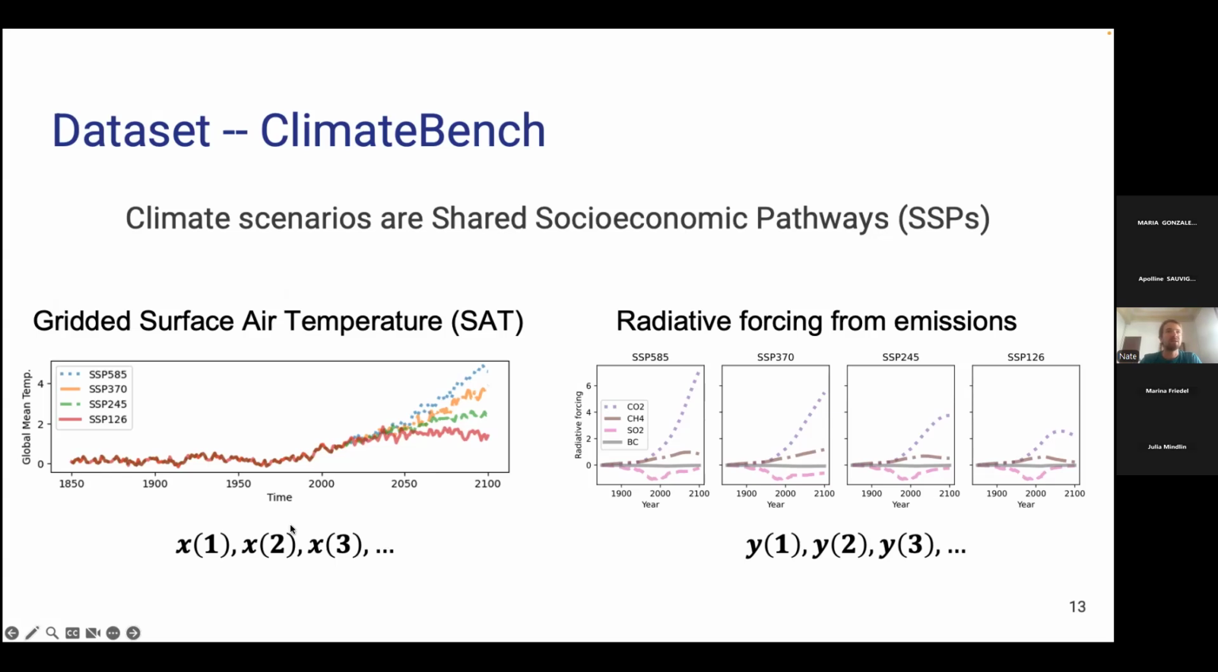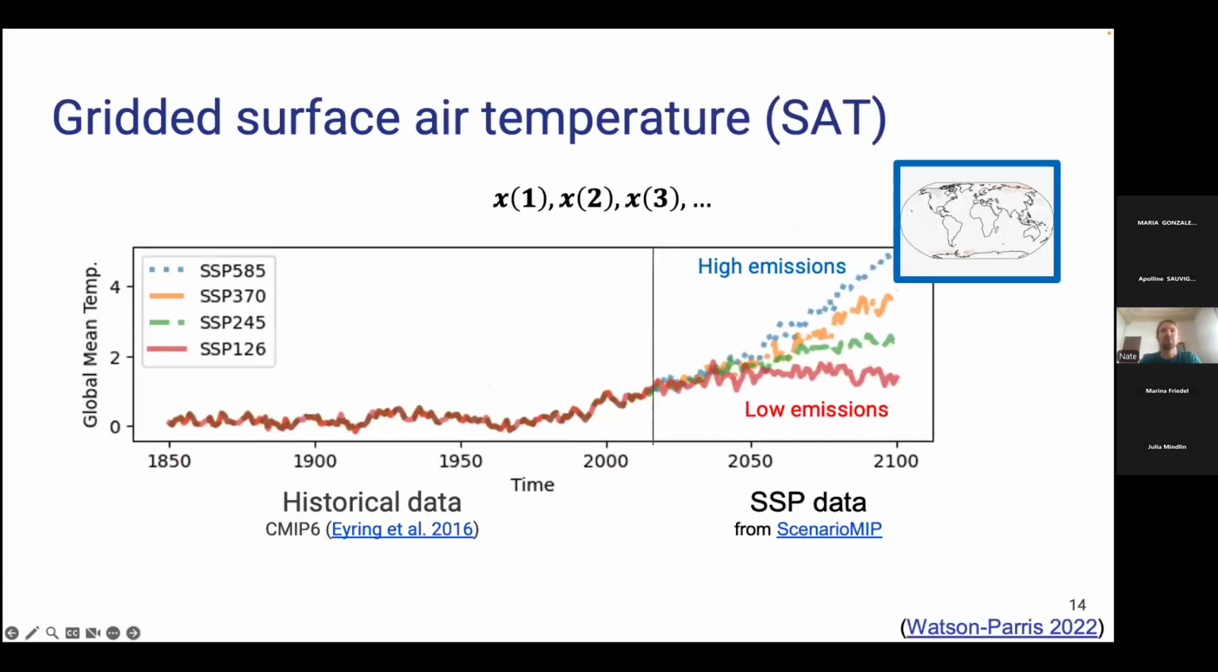In terms of representing these data, we use X to represent the surface air temperature and Y to represent the radiative forcing from emissions. Let's get into it a little more carefully. This is an example of SSP 585. What I'm plotting here is the evolution over time in the blue box of SSP 585, and the global average at each time point is exactly what's plotted here. So you have high emissions scenarios and low emission scenarios. We have historical data and the scenario data.